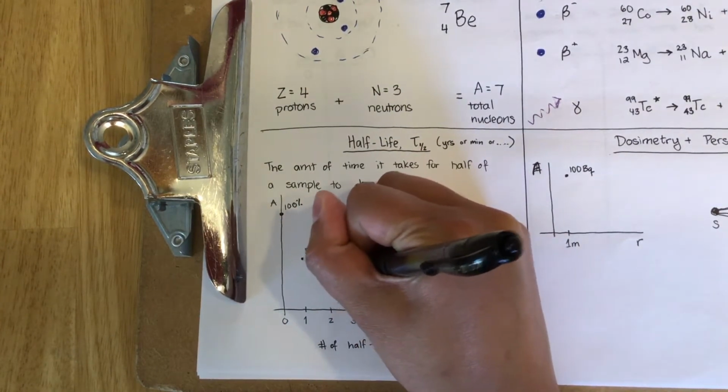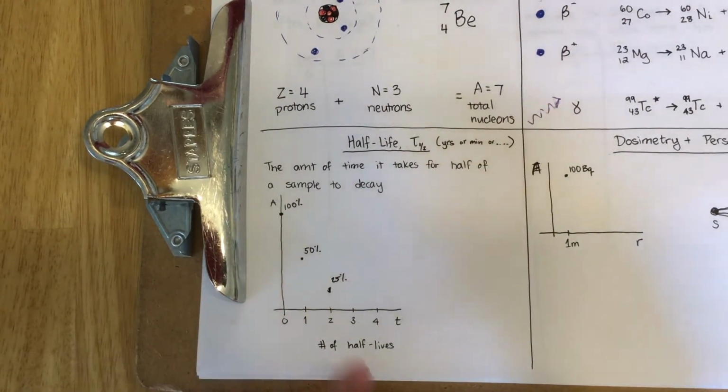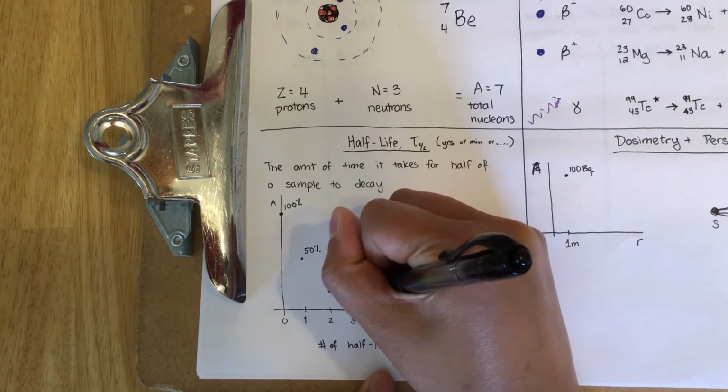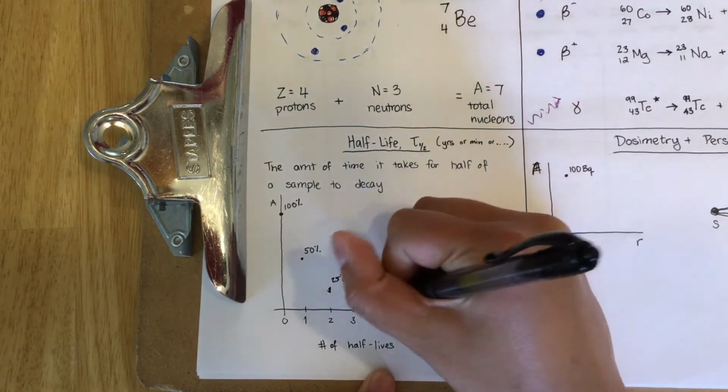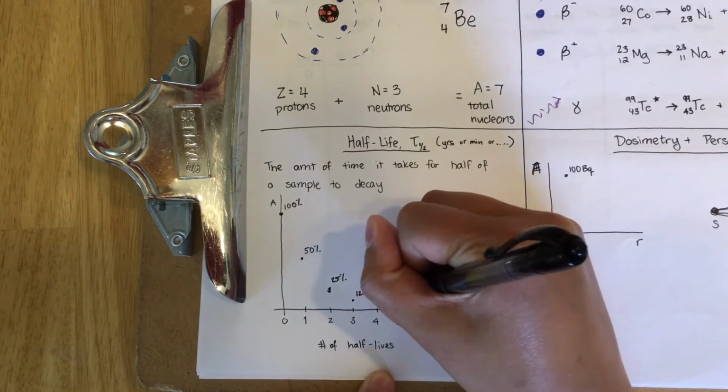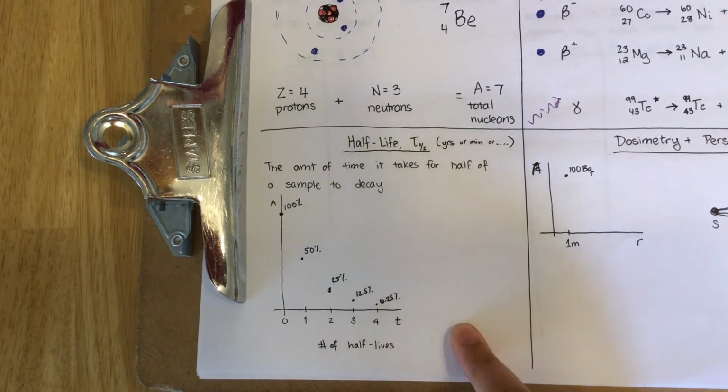Right? So imagine my sample just keeps getting cut in half. So this would be at 3 half-lives, 12.5. At 4 half-lives, that would be 6.25. And this could go on and on forever technically, but functionally it would reach 0 eventually. Either your particle decays or it doesn't.